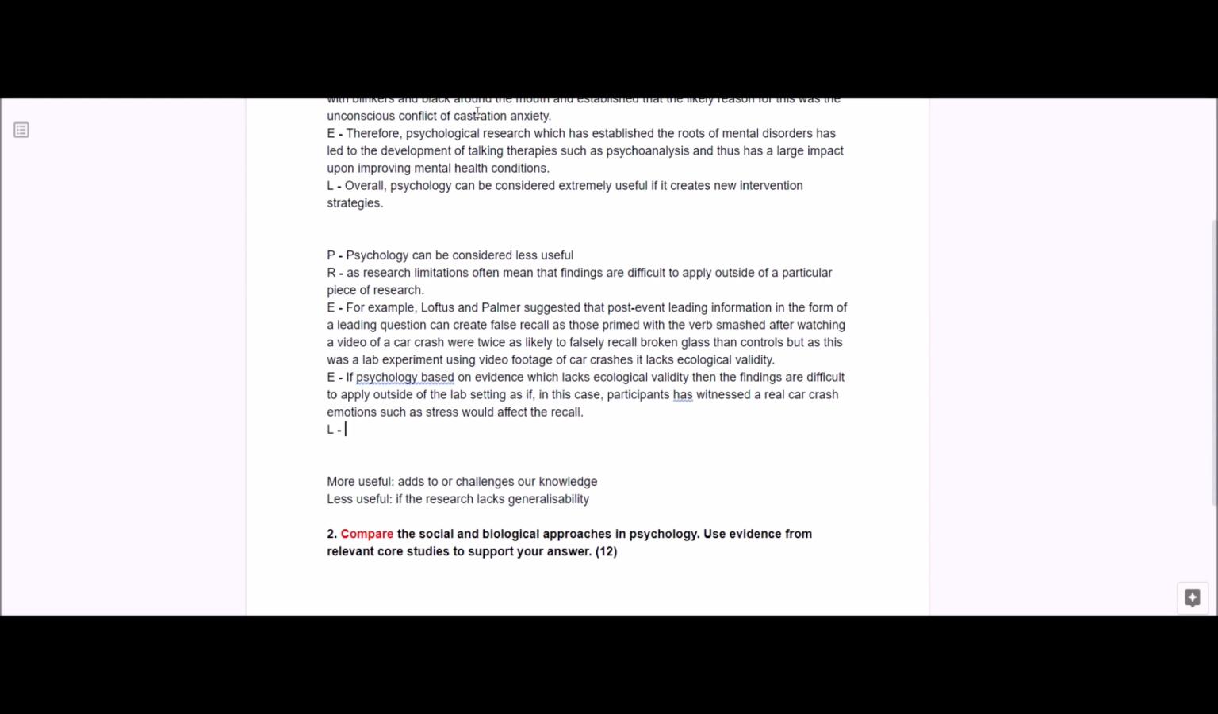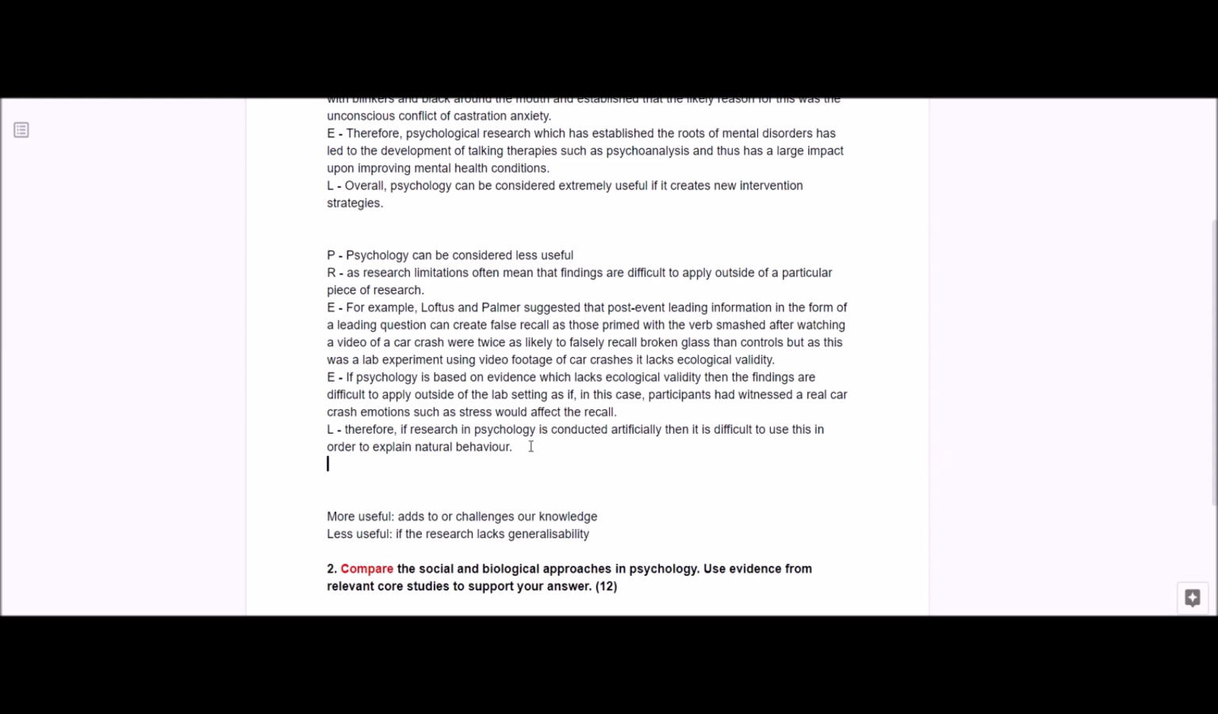and then link it back. Therefore, if research in psychology is conducted artificially, then it is difficult to use this in order to explain natural behaviour. Okay, so that's your next paragraph. So again, I would just pause the video here and write that down.